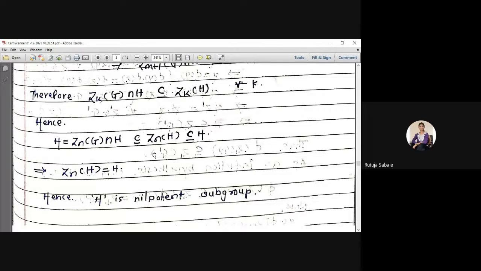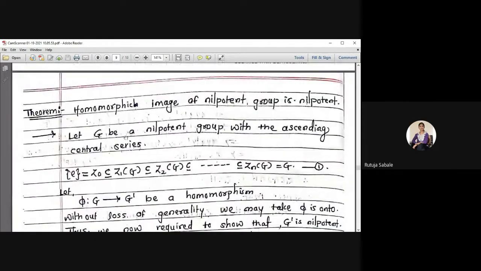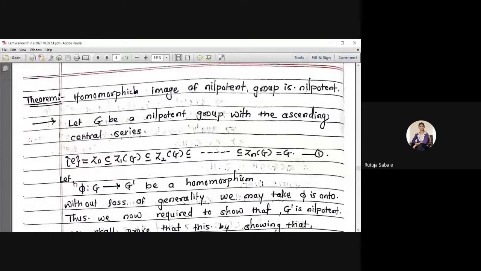Shendge. Okay, so look at the next theorem. The homomorphic image of a nilpotent group is nilpotent. Suppose G is a nilpotent group with ascending central series: singleton E is equal to Z naught, which is contained in Z1 of G, which is contained in Z2 of G, and so on, which is contained in Zn of G is equal to G. Give it as equation number 1.